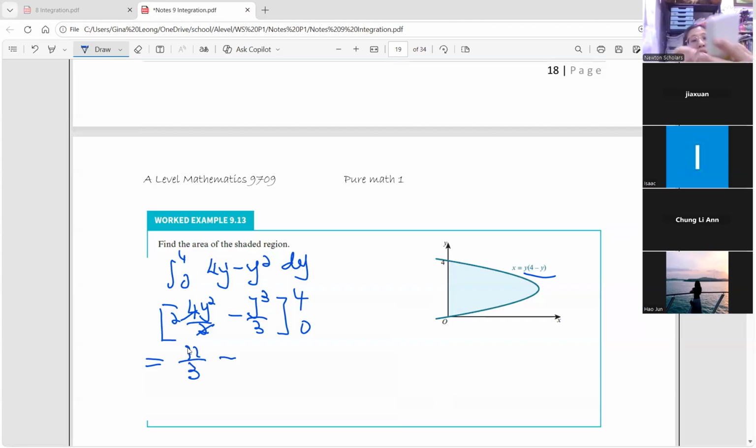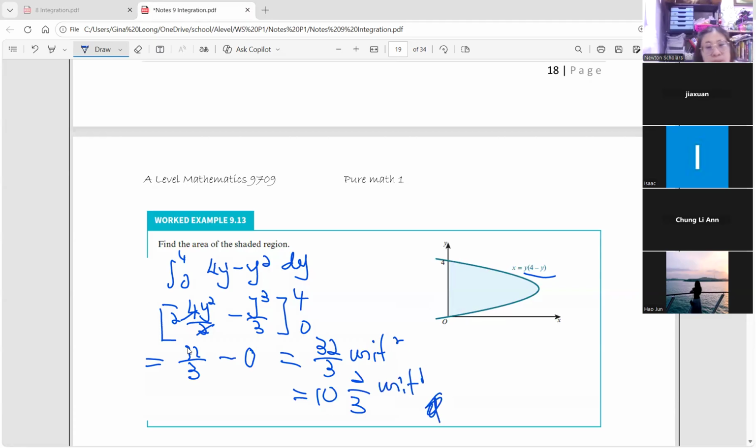Minus, now I press calculate again. It asks me again, what is the value? So I put 0, then equal, equal. When I press the value, I will get this one, 0. So straight away, I will get the answer is 32 over 3 unit square. Or you can change it to 10, 3, 2. It's up to you. So it's the same answer.